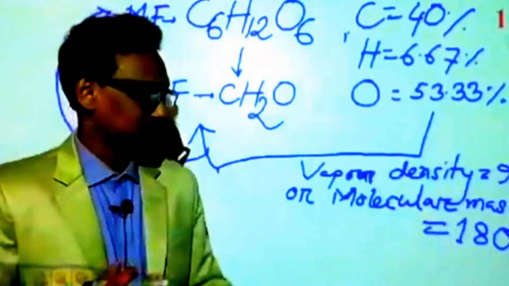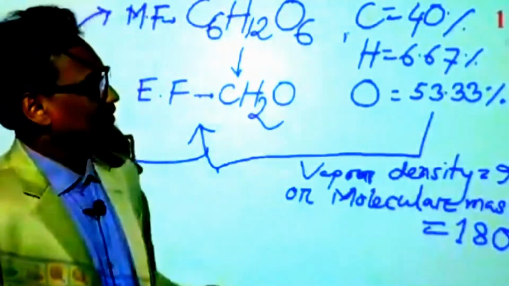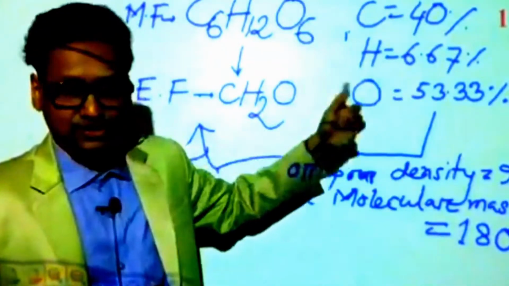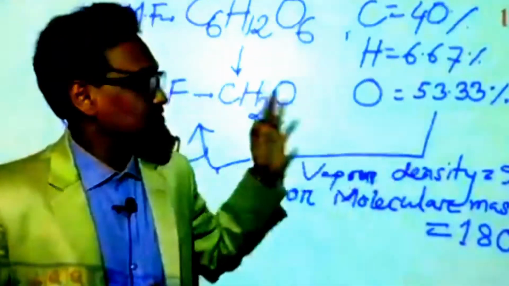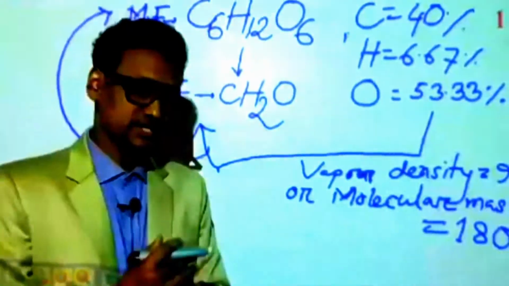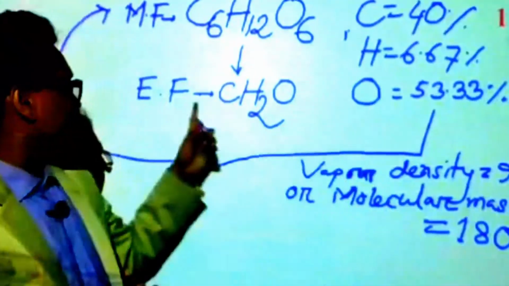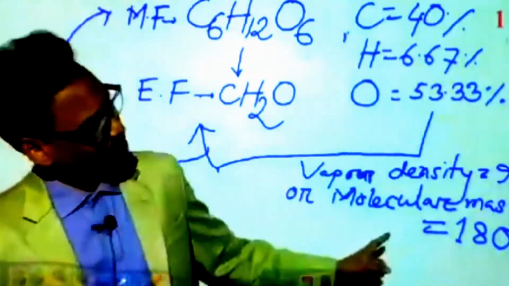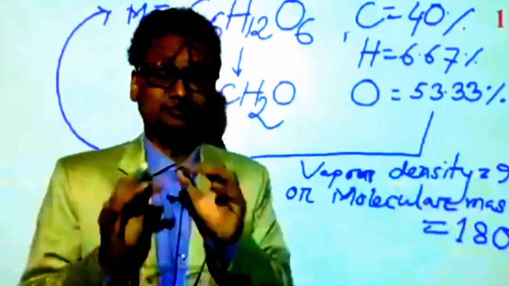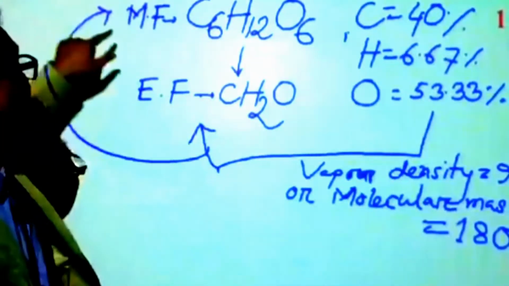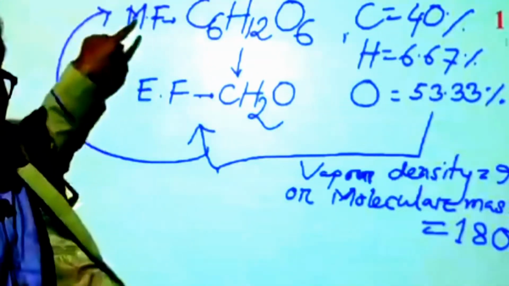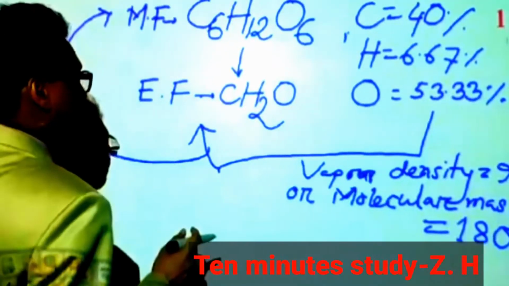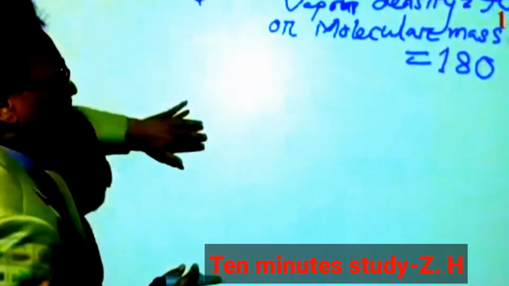It will be 180. So in an organic compound, the percent composition of carbon 40%, hydrogen 6.67%, and oxygen 53.33%. Determine the empirical formula. And if the molecular mass is 180, please determine the molecular formula. So my dear, it's the easiest way. I believe you have understood. Let's see the next part.